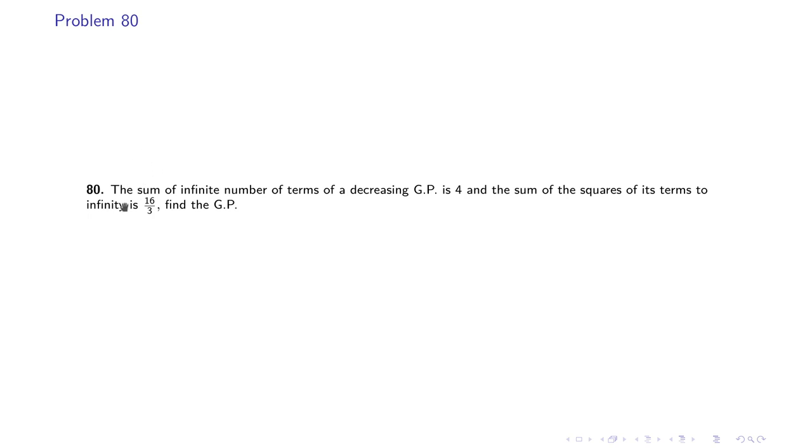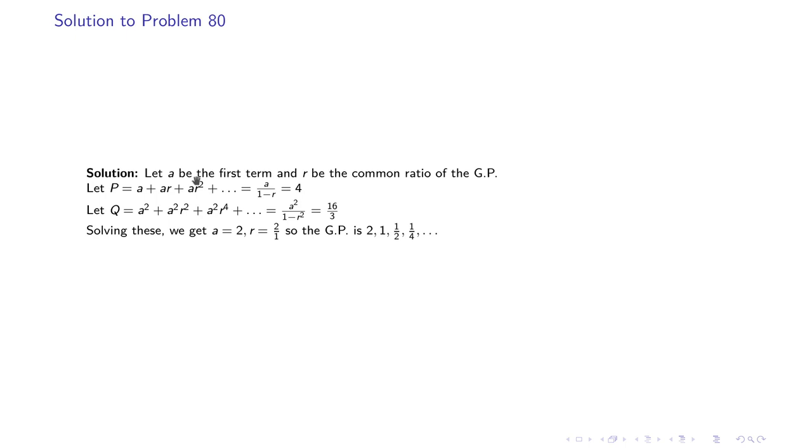Problem number 80 says that the sum of an infinite number of terms of a decreasing GP is 4, and the sum of the squares of its terms to infinity is 16/3. Find the GP. So again, we let A be the first term and R the common ratio. The sum A plus AR plus AR² up to infinity is A/(1 - R), which is 4. And the sum of the squares of the terms will give us A²/(1 - R²) equal to 16/3. Now we have two equations in two variables, so we can solve it.